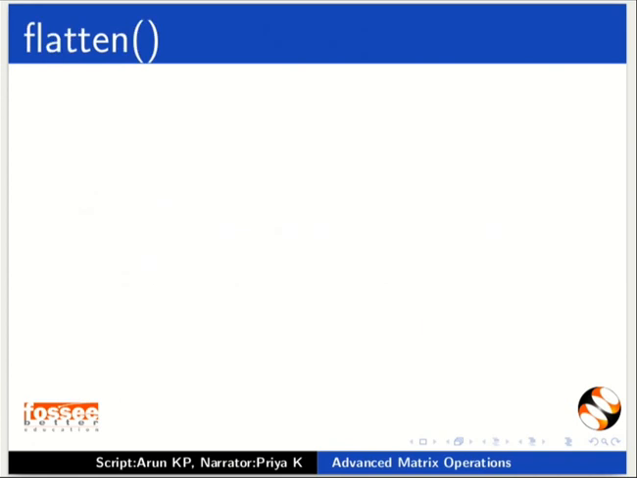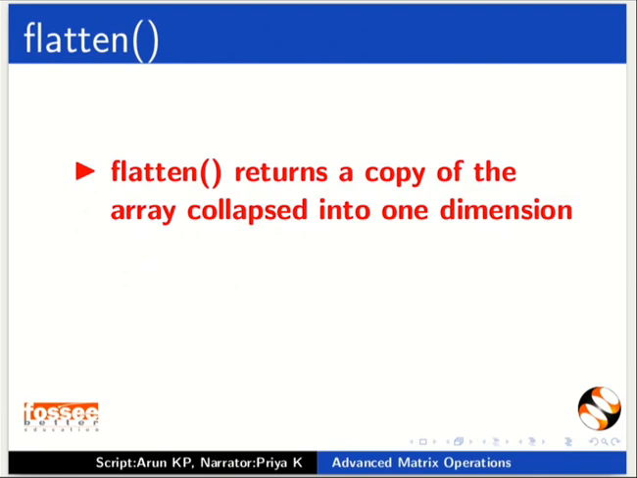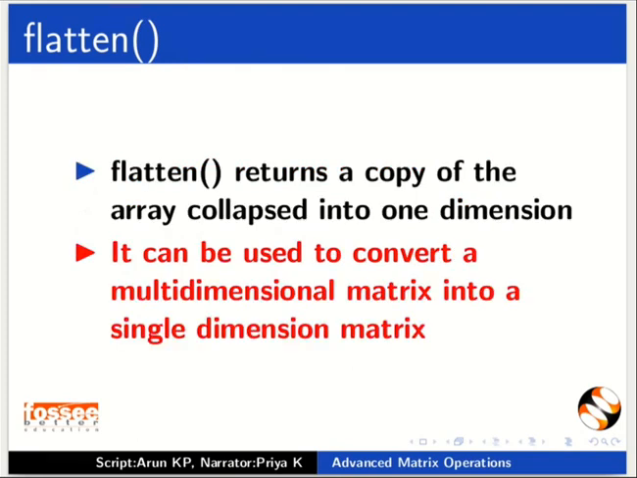First, we will see about flatten function. Flatten function returns a copy of the array collapsed into one dimension. It can be used to convert a multi-dimensional matrix into a single dimension matrix.